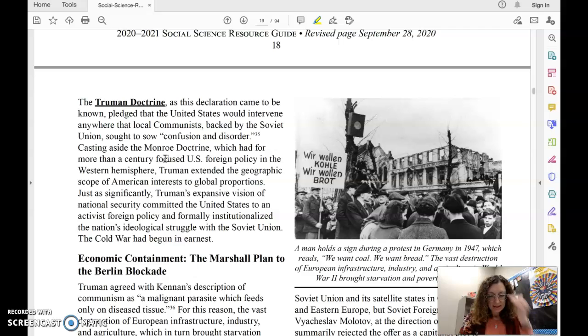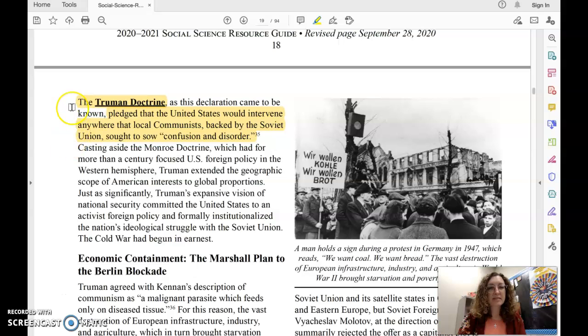Okay. Next, we need to talk about the Truman Doctrine. The Truman Doctrine says essentially that the United States is going to intervene anywhere that local communists backed by the Soviet Union seek to sow confusion and disorder. So in other words, if communists are not necessarily backed by the Soviet Union, we're maybe going to turn a blind eye.